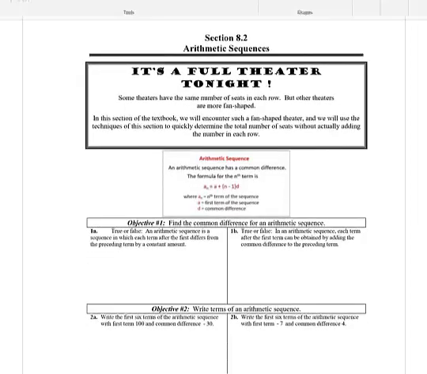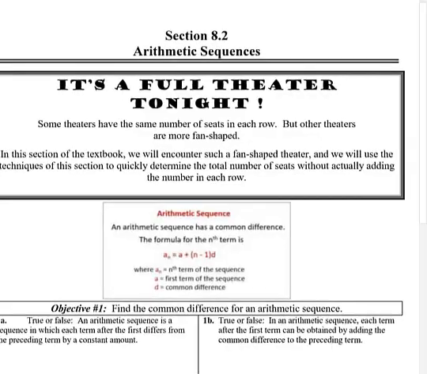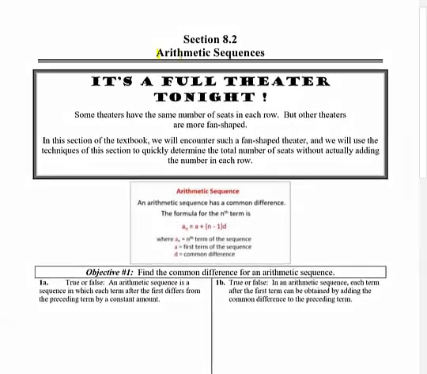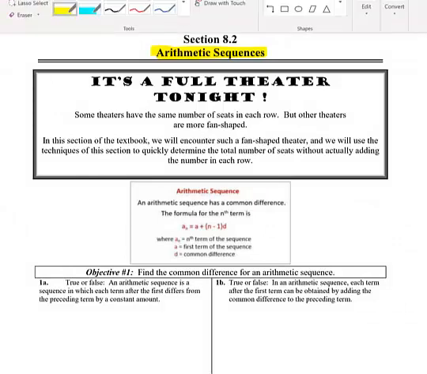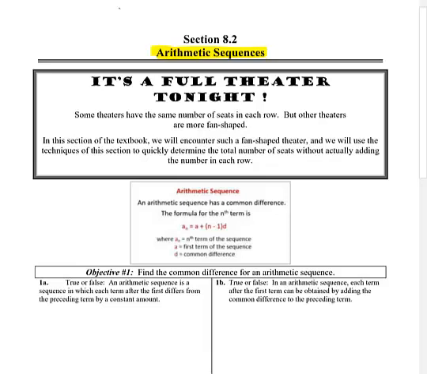Now this next section is called Arithmetic Sequences. So it's just like we were saying at the end of the last video, it's a certain type of sequence. What it basically is, is a sequence where each successive term is found by adding a constant amount to the previous term.